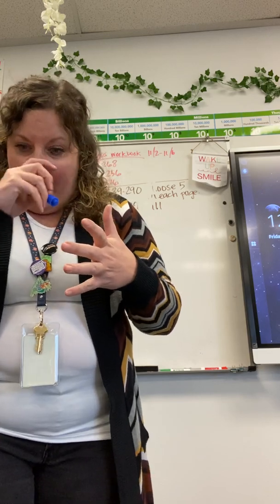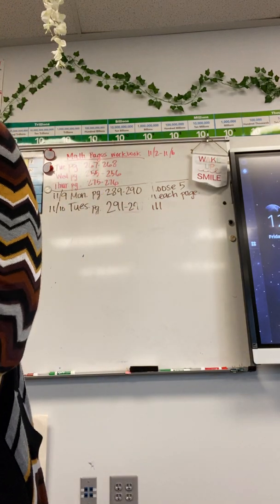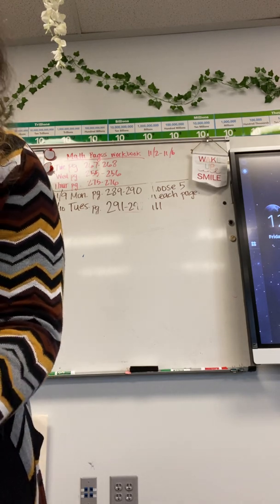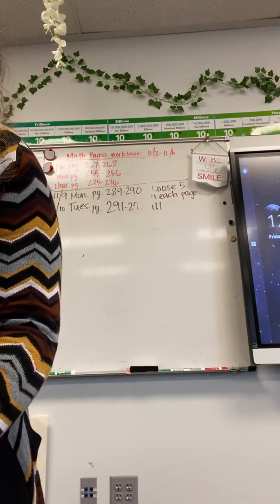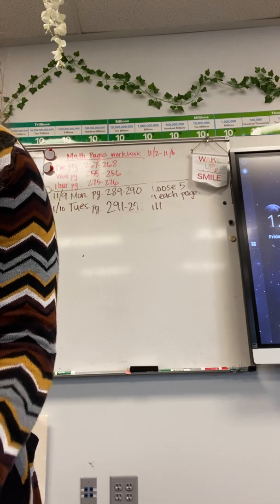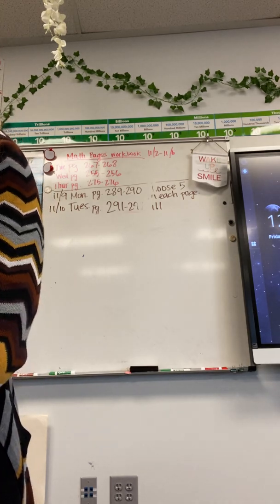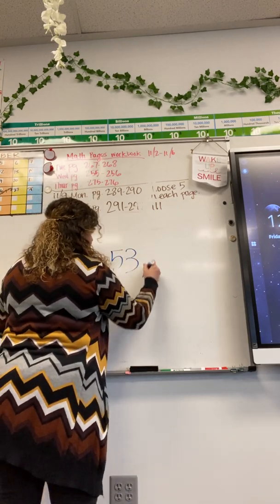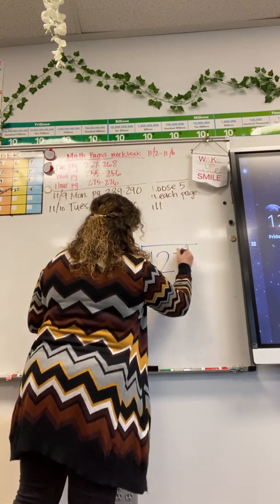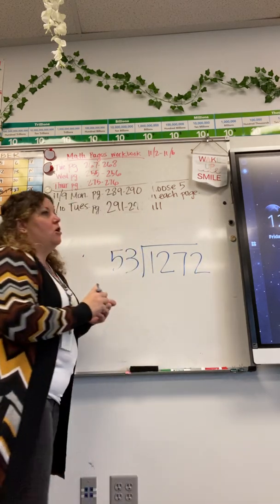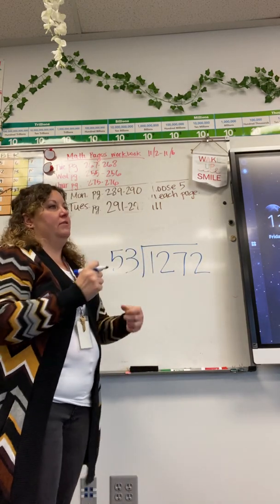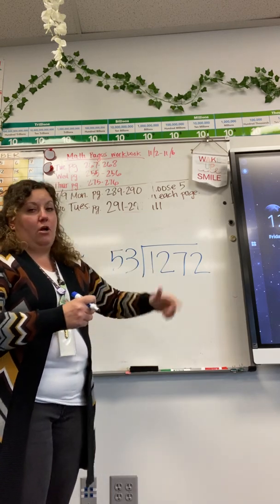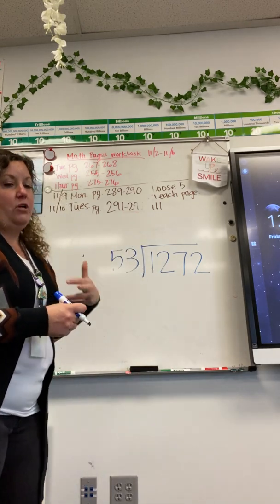So I'm going to show you how I've taught it to the kids that hopefully will make sense to you, and you can help them when you are making sure they kind of know what they're doing. Okay, so let's do 53 into 1272. Now, all of the kids know that the steps to long division are divide, multiply, subtract, bring it down. You start over.